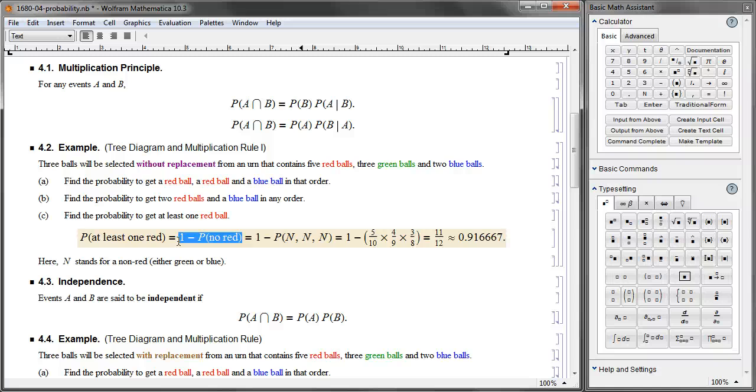So the first row has to be non-red. The second row also has to be non-red. Third row has to be also non-red. What do we get? Same multiplication principle as before. 5/10 times 4/9 times 3/8, because there are 5 non-red balls out there, either green or blue. This is a great example of the complement principle in action.